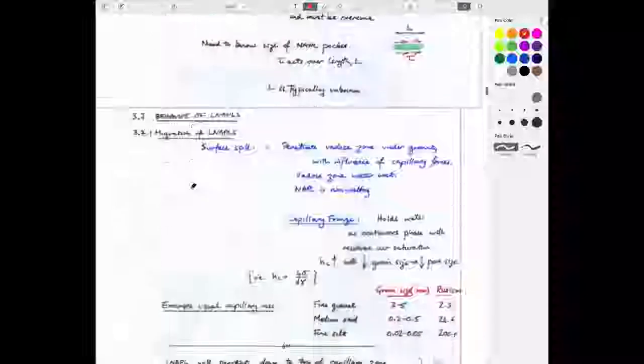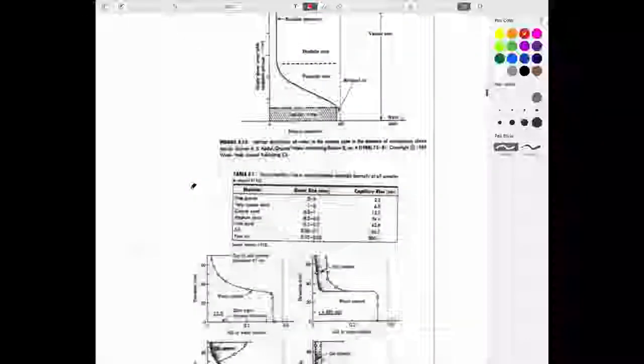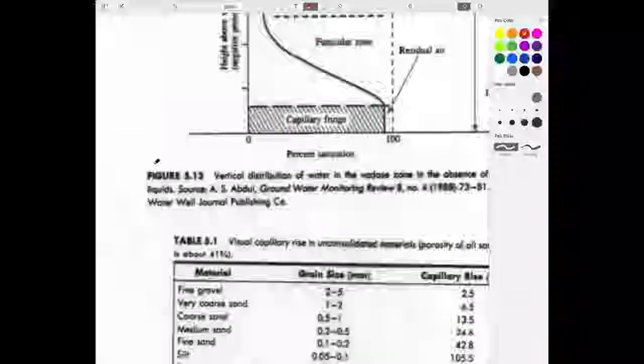Don't want to talk about that. Don't want to talk about that. Maybe do talk about this now. So talk about, in a physical sense, what's going on here.